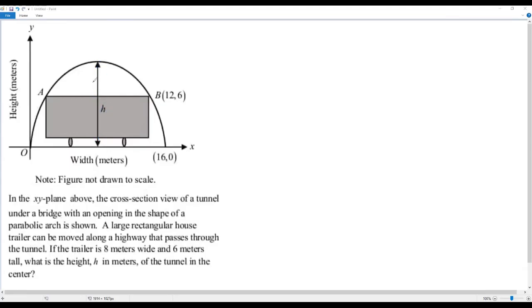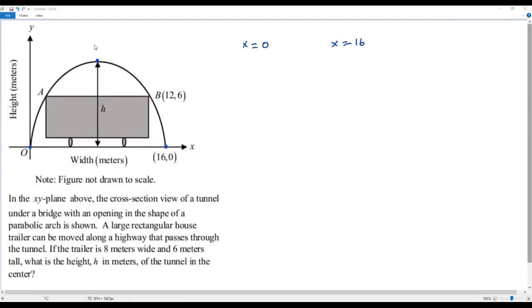Okay, now to find the height of the tunnel h, we have to find the y-coordinate of the vertex of this parabola. Here we have the two x-intercepts of the parabola. So the parabola intersects the x-axis at the origin and the point (16, 0). So the two x-intercepts are x equals 0 and x equals 16.